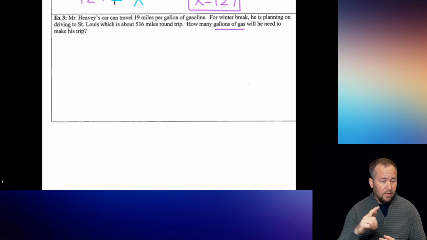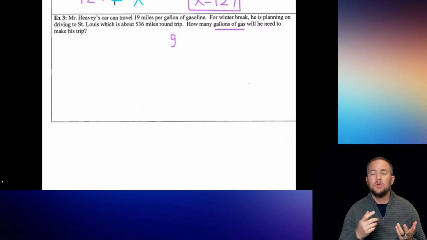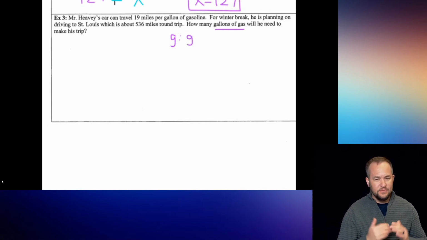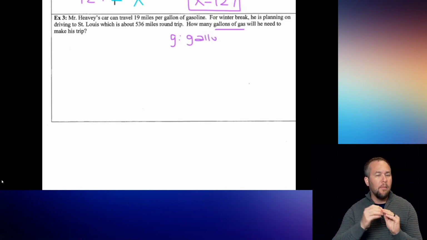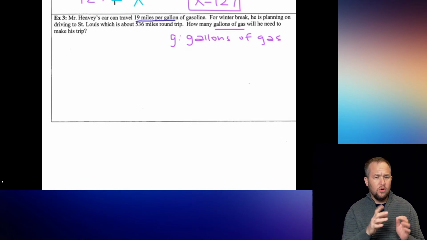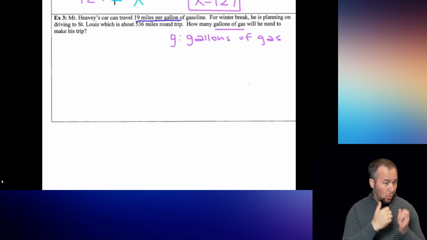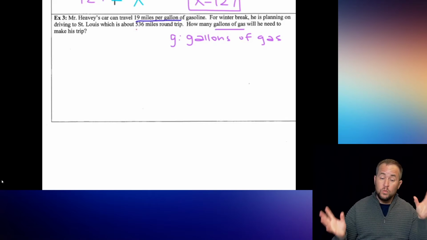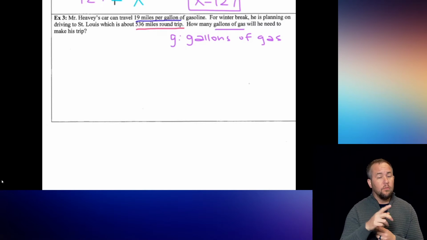So I'm going to mix it up. This is living life on the edge over here. I'm going to use G as gallons of gas, or number of gallons. So that's what I don't know. So again, let's underline some important info. I know that his car can travel 19 miles per gallon. So per 1 gallon, it goes 19 miles. But then also I know that my total trip I'm planning is this 536 miles.